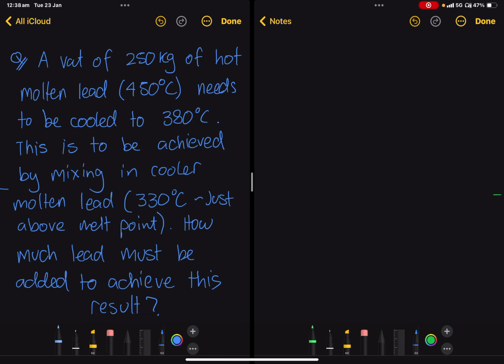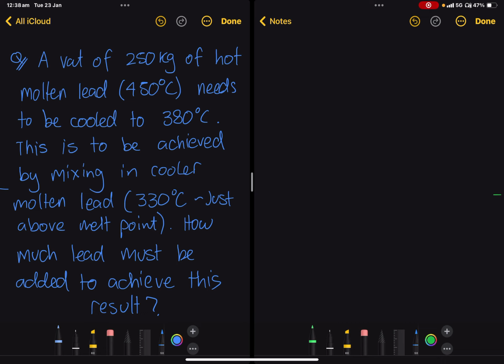We're told it's going to be achieved by mixing in cooler molten lead, 330 degrees Celsius, which is just above the melting point. The melting point of lead is about 325 degrees Celsius, to my understanding. We are asked how much lead must be added to achieve this result.